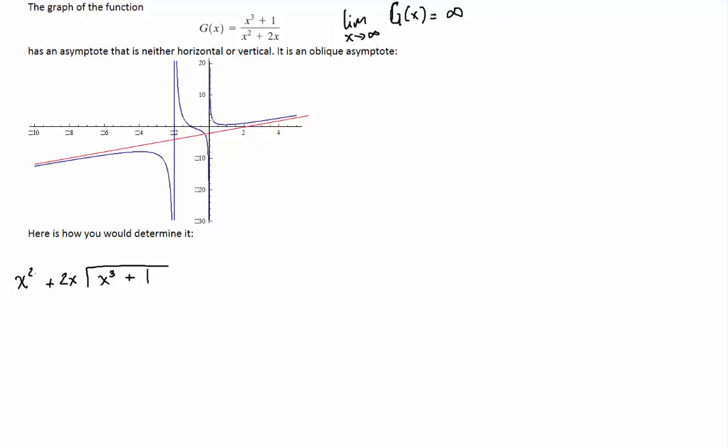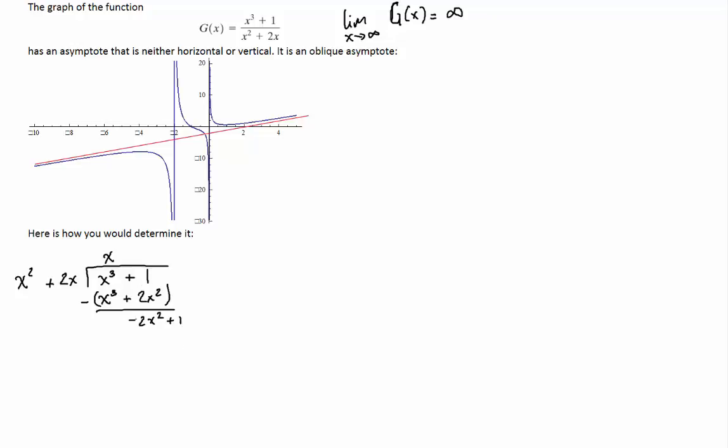You have to ask, how many x squareds can I fit in x cubed? Well, x many of them. When you multiply times x, you get x cubed plus 2x squared, and then you're going to subtract this off. x cubed minus x cubed goes away, and then you get 0x squared minus 2x squared, which is negative 2x squared, and then plus 1. I just lowered this 1 here.